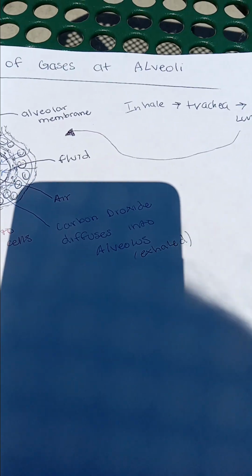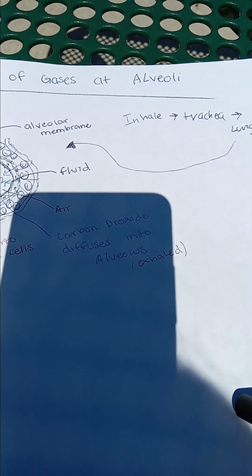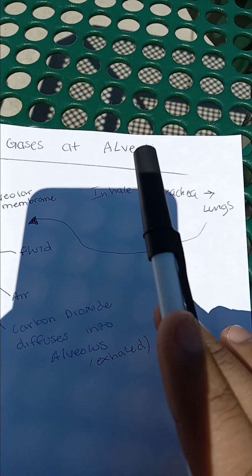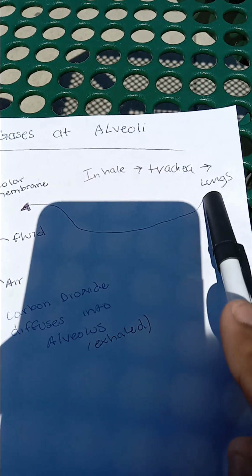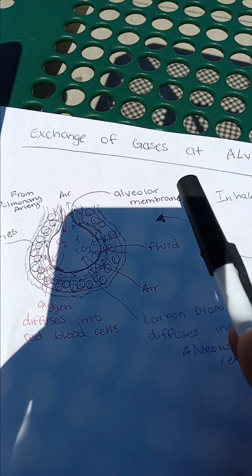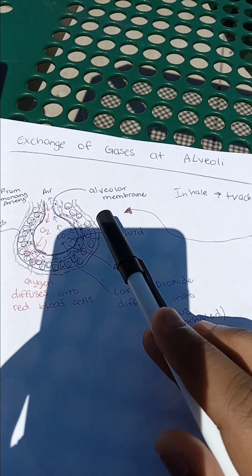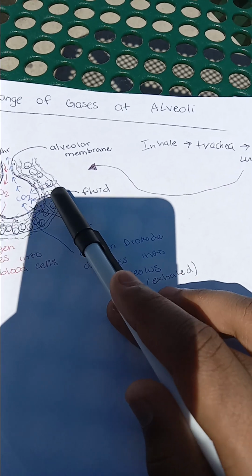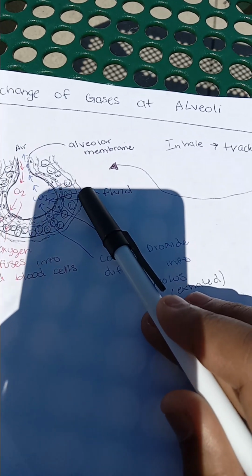Okay, so I'm gonna explain how your body cells get the oxygen they need to function. So first, whenever you inhale, oxygen goes down your trachea to your lungs, and in your lungs it reaches the alveoli, or alveolus. There are tiny air sacs called alveoli, and this is where gas exchange occurs.